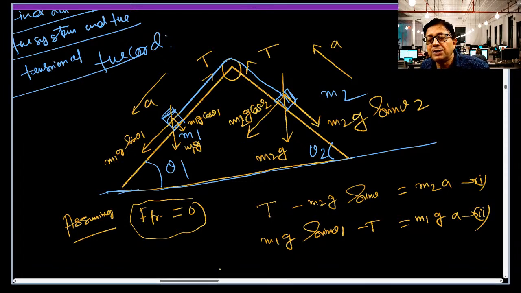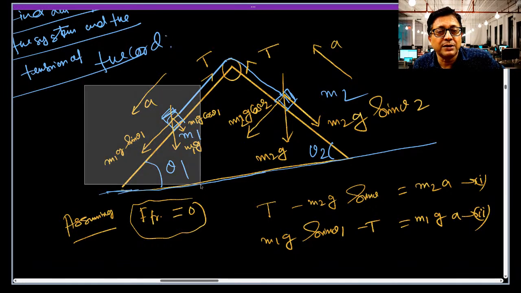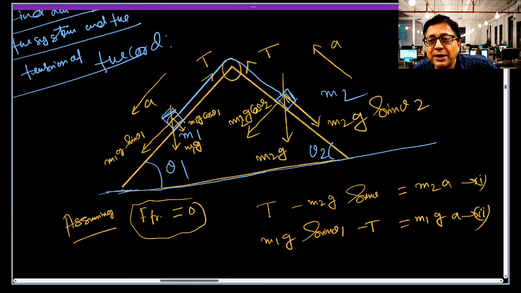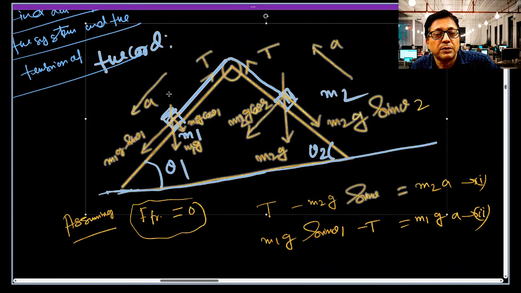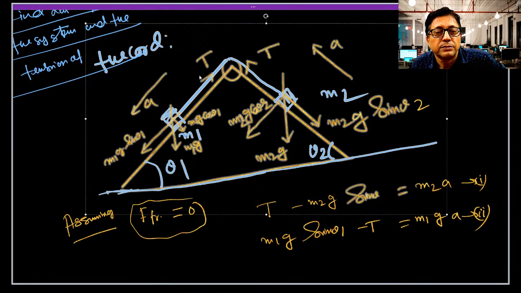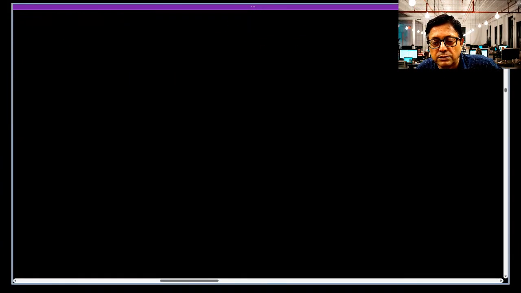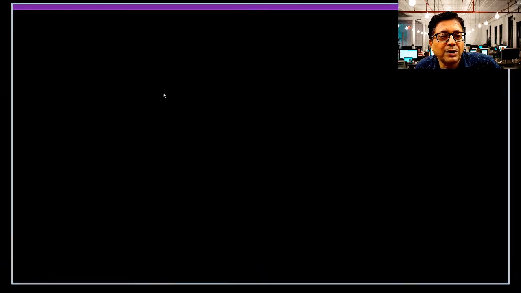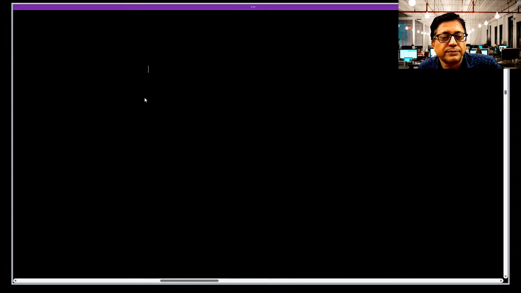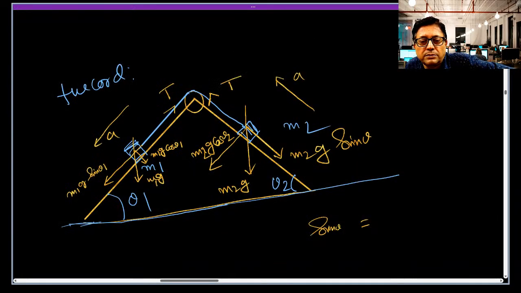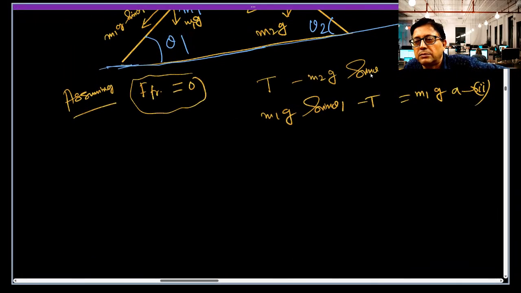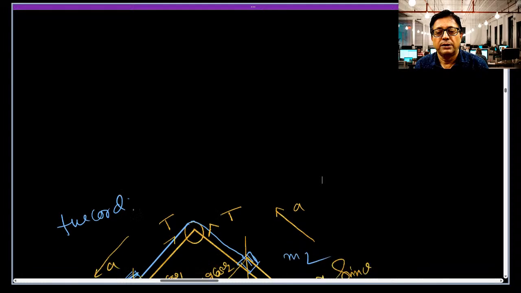Now, how is the situation going to change when friction is there? Told you, if friction is not there, then it's fine. But if friction is there, then what to do? Second equation, M1A. Okay, I'll check. Sorry, G came by mistake. It is M1 into A.